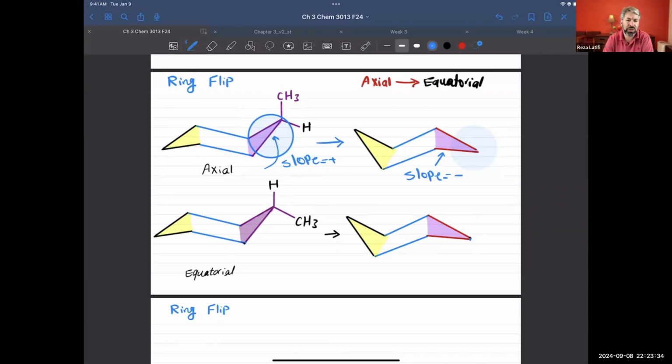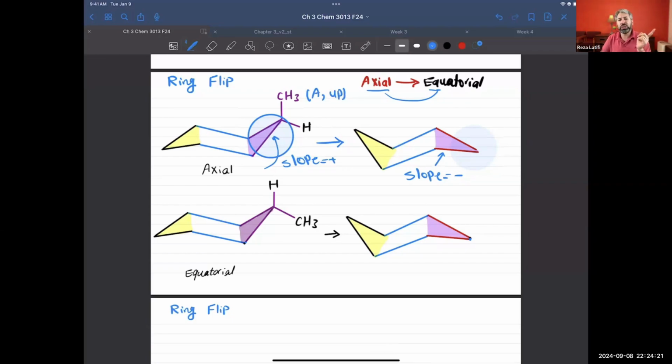Whenever you're dealing with ring flip, the axial position will switch to equatorial, and equatorial will turn to axial position. But one thing you have to keep in mind: if that substituent is pointing up, it will be pointing up regardless of whether it's taking axial or equatorial position. So the methyl group is pointing up and hydrogen is down. The methyl group is in axial position and pointing up. I don't care about the hydrogen. Let's talk about just the methyl substituent.